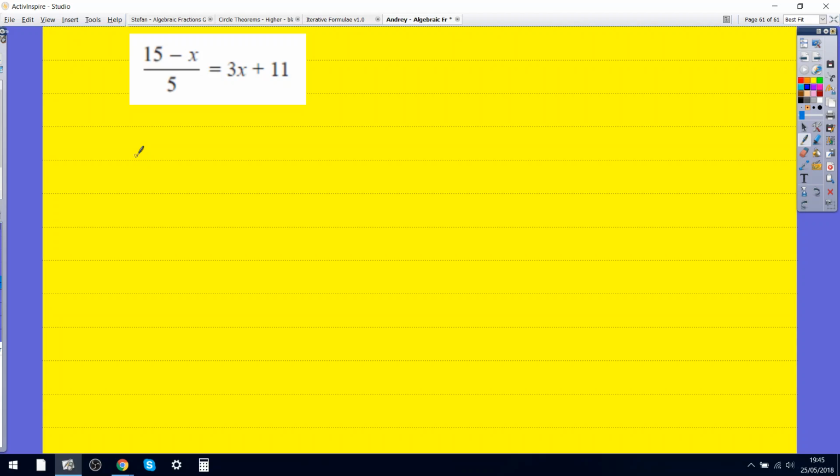So would I first of all take the denominator of 5 and take it to the other side, so it's like times 3x plus 11? Mm-hmm. And then that would be 15 minus x equals 5, and then brackets 3x plus 11. Okay.